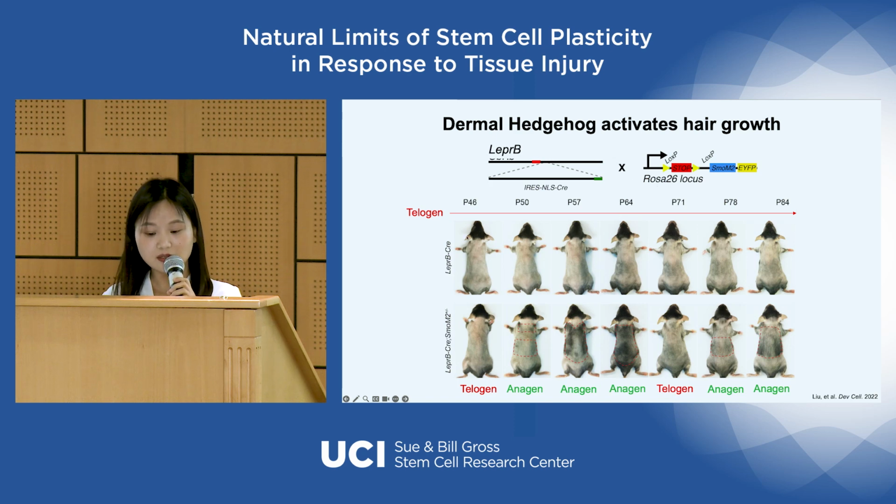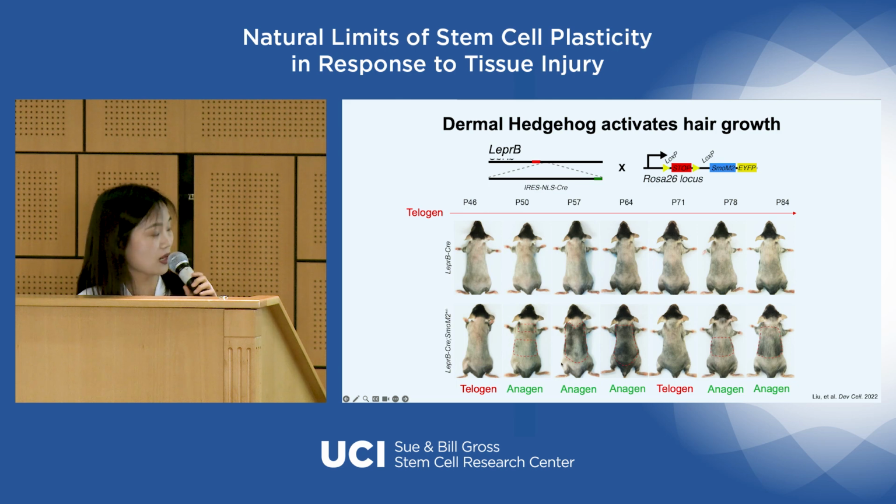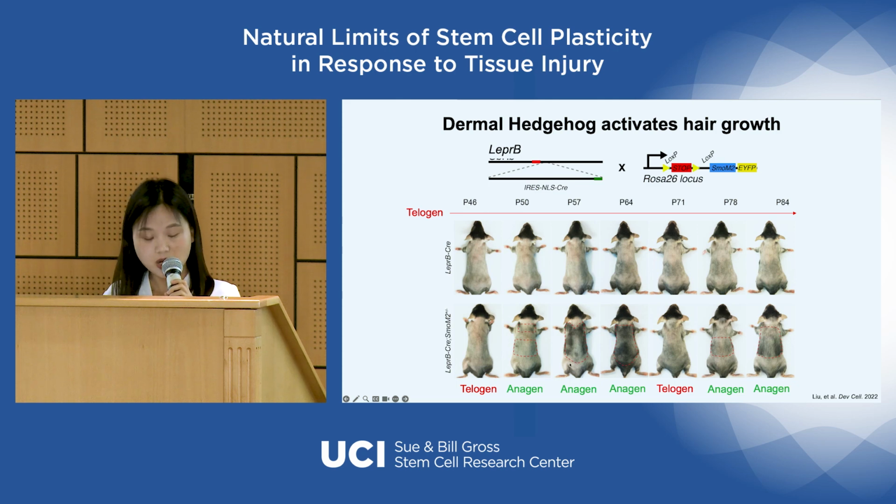As you can see here, based on the skin pigmentation pattern, the control mice, after P46, enter a long period of resting phase called telogen. However, in the mutant mice, you can see that soon after P46, they enter another bout of active hair growth. So this suggested that activation of hedgehog signaling in the LEPR-B Cre labeled DP cells can cause hair growth hyperactivation.